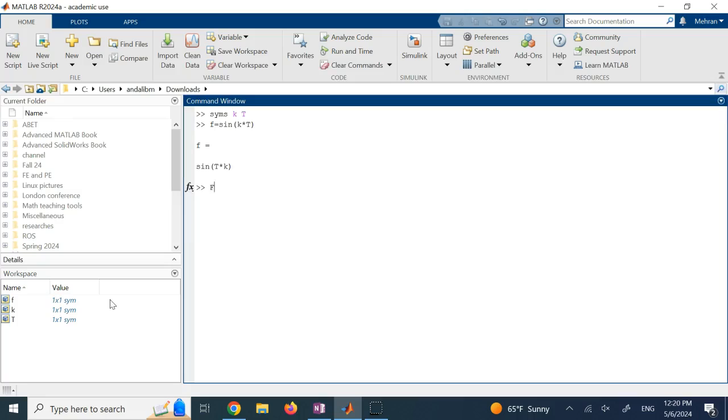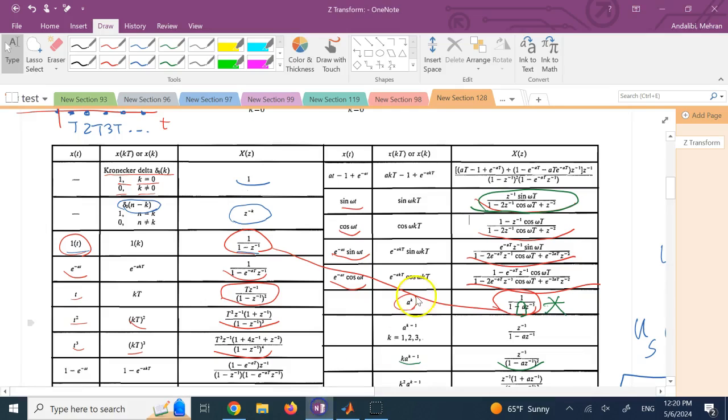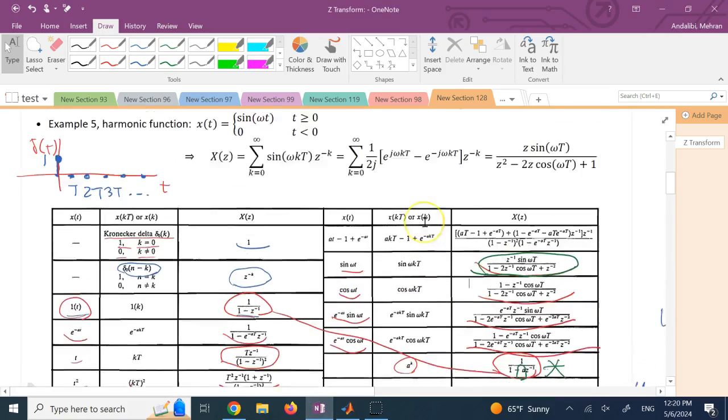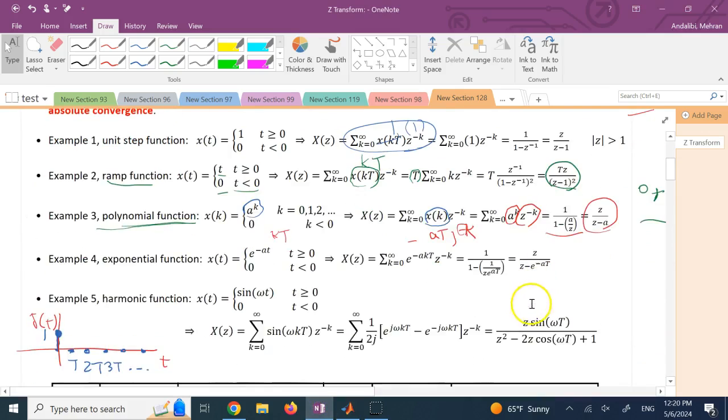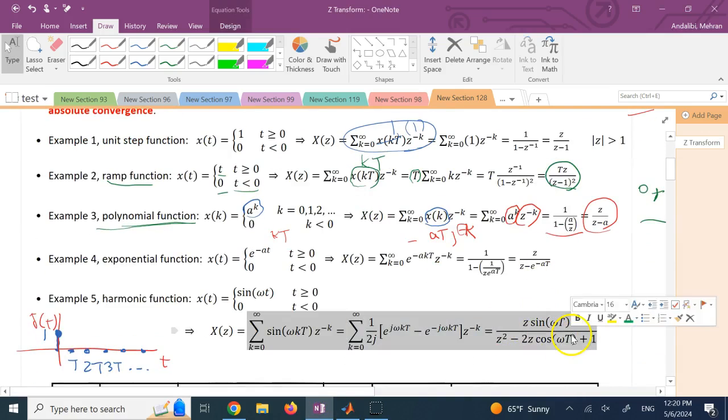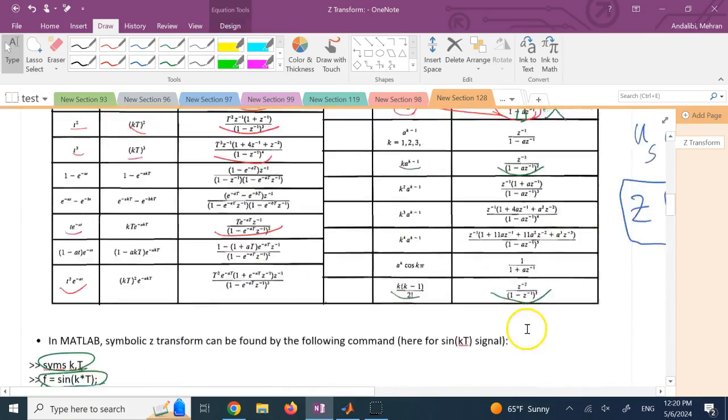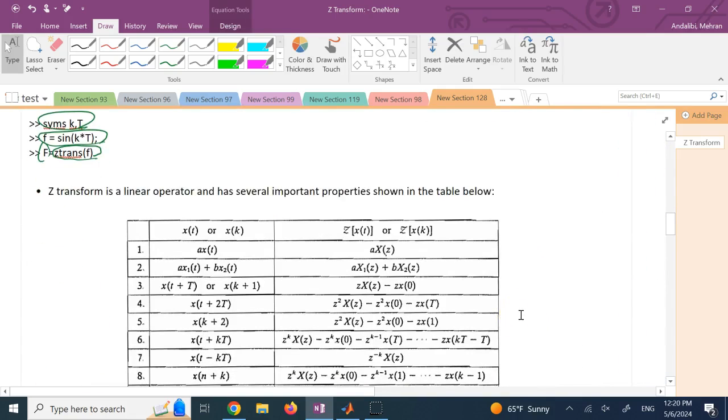And finally say f equals ztrans of f. So this is a symbolic tool. And there we go: z times sine of t over z squared minus 2z cosine t plus 1, which is the same as this, or if you simplify it, that's basically this guy that I derived for you earlier. Okay, so this is a powerful command and you can use MATLAB.